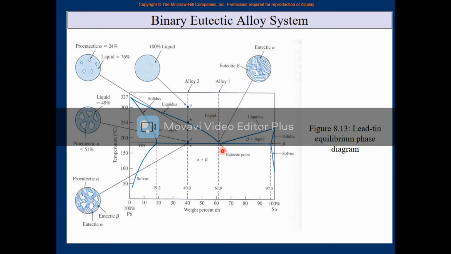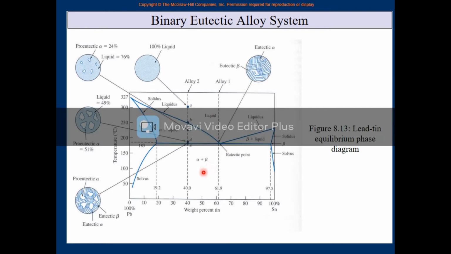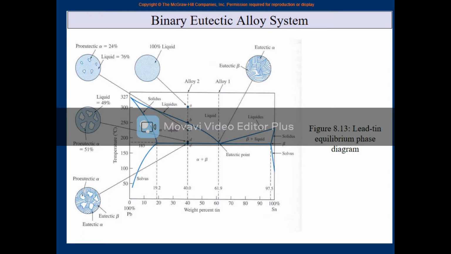So you see, let us see this point. On this side we have liquid. On this side we have solid alpha plus beta. Now, one thing which is very different in this diagram is this straight line. What is the difference? It is not isomorphous. Once it solidifies, there are two solid phases, alpha and beta. So it is a binary non-isomorphous alloy system, because when you cool it and it becomes completely solid, there are two solid phases, alpha and beta.